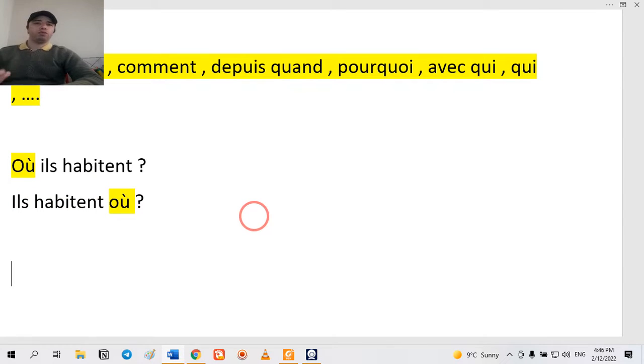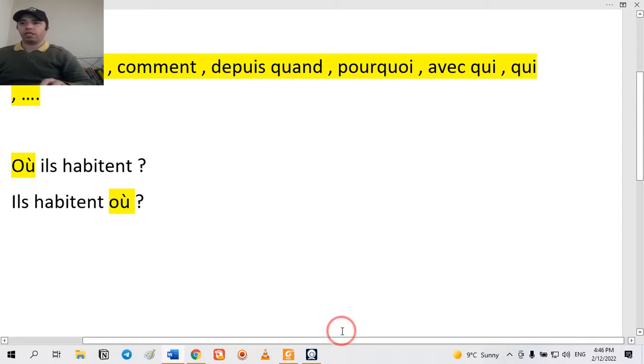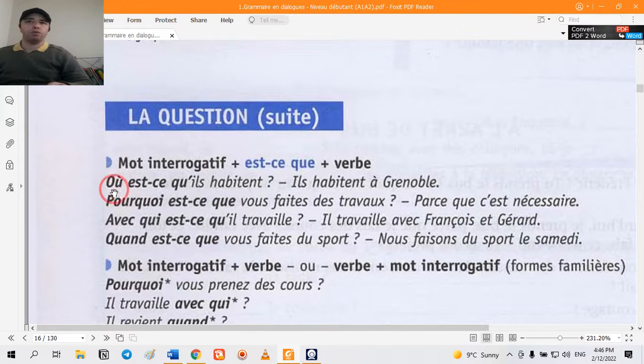Now, for example, you want to make this question with est-ce que, so it is written here. It is obligatory to put the question word at the beginning of the sentence, then est-ce que, and then the rest. Où est-ce qu'ils habitent? Where do they live?